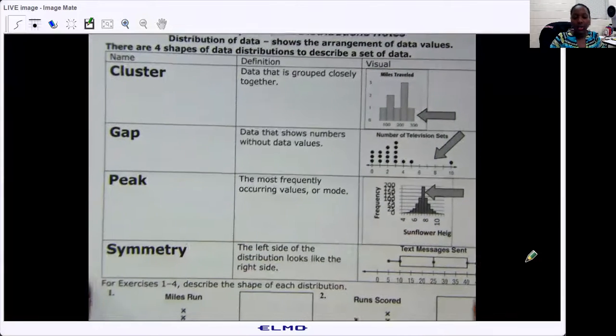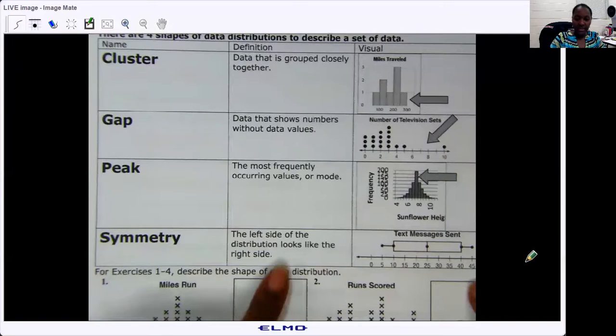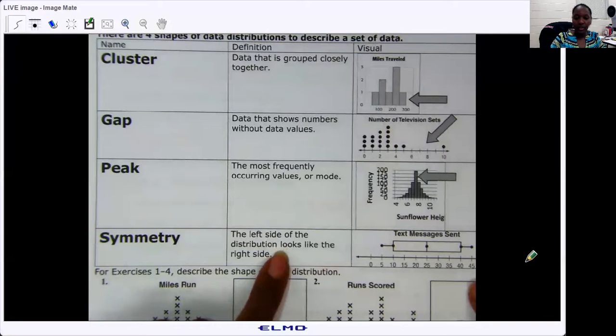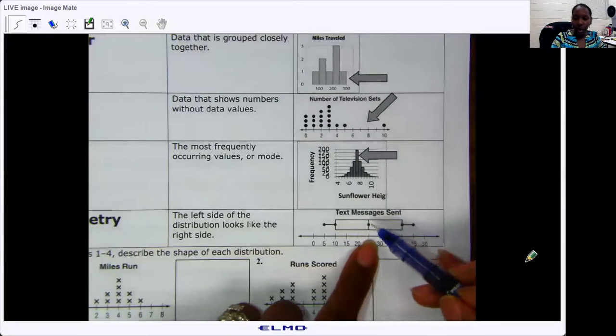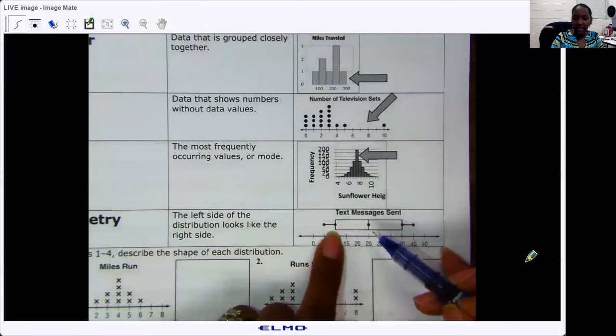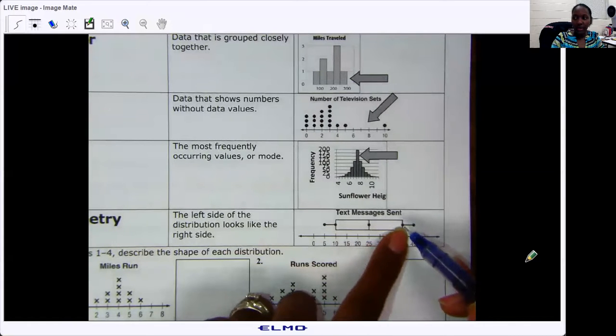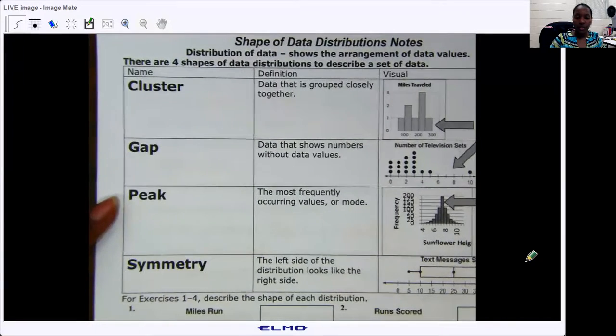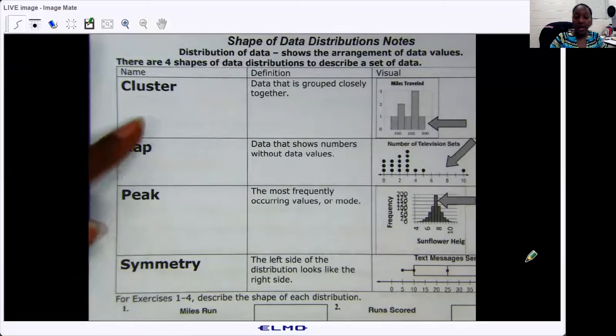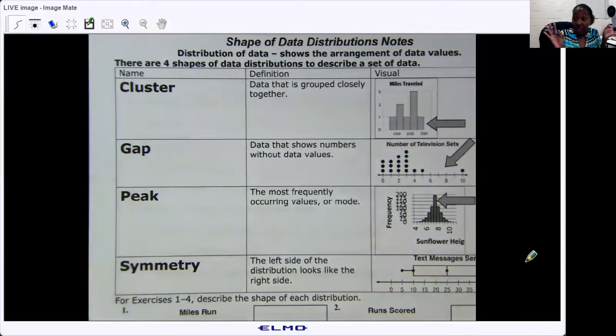The next one is our symmetry. Symmetry is the left side of the distribution looks the same as the right side. So look at this right here. We have a box plot. Here's our median, our middle, and it looks the same to the left as it does to the right. So we have symmetry here, okay? Our data is even. Now, these are the four types of shapes of distribution, and you may have some that apply, you may have none that apply. It just really depends on how your data looks.